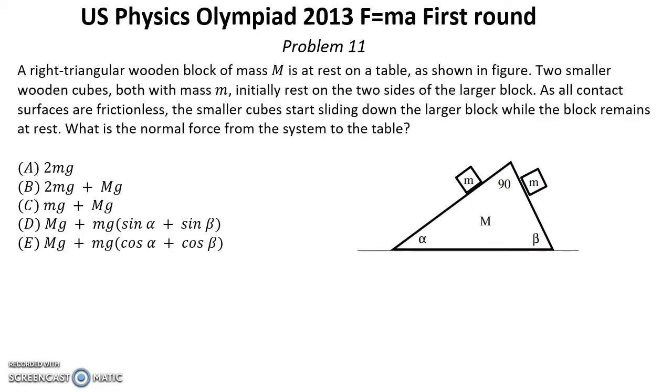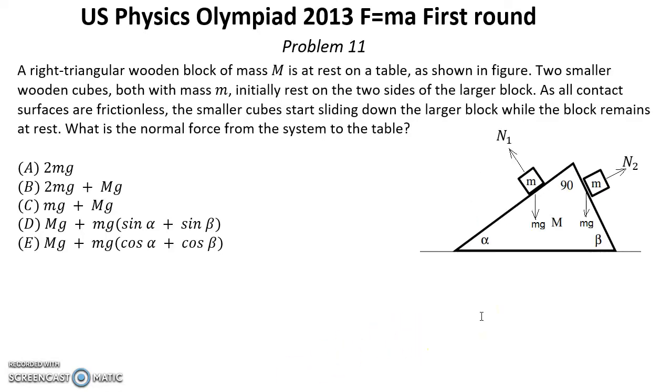Solution. First, let's draw all forces. On small cubes we have two forces acting on them. That's mg and the normal force n1 for left cube and n2 for right cube. Now let's write the expressions for this normal force. n1 equal mg cosine alpha and n2 equal mg cosine beta.